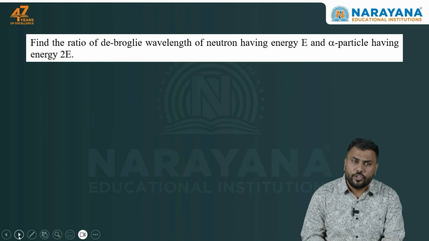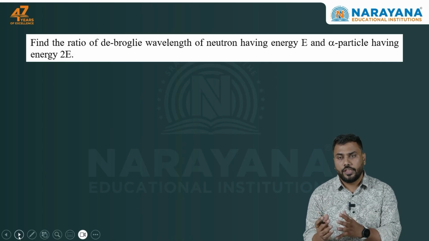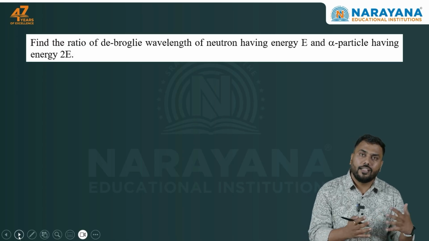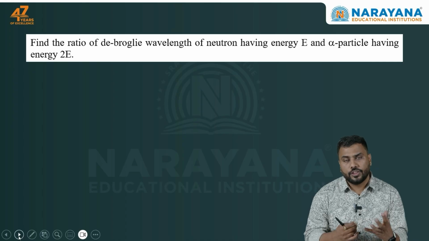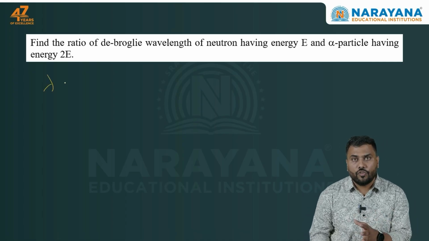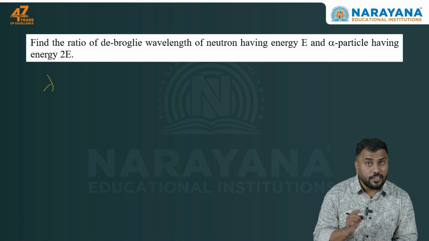In this question, we need to find the ratio of de Broglie wavelength of a neutron, which has energy E, and an alpha particle, which has energy 2E. As we are observing in other shifts also, they are asking a lot of ratio kind of questions. So this is a similar question. To find the ratio of de Broglie wavelength, we need to see what is different in these charged particles. So their energies and their mass will be different.